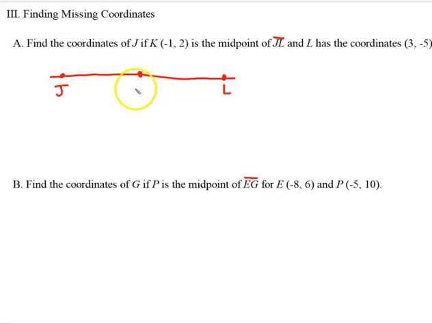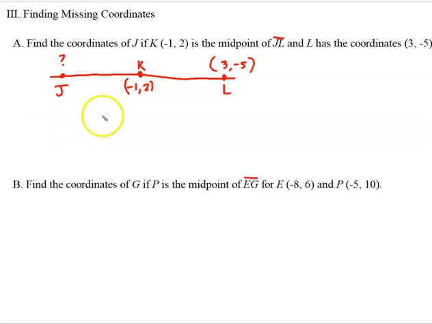So this is on the coordinate plane, but I'll just use this as a little sample. All right, so K is the midpoint. I didn't want to draw a whole XY coordinate plane. And L has coordinates 3, -5. Okay, so what is J? What are the coordinates of J? Well, using our formula to find this, again, this is on the coordinate plane. We know that because we're given XY coordinates.